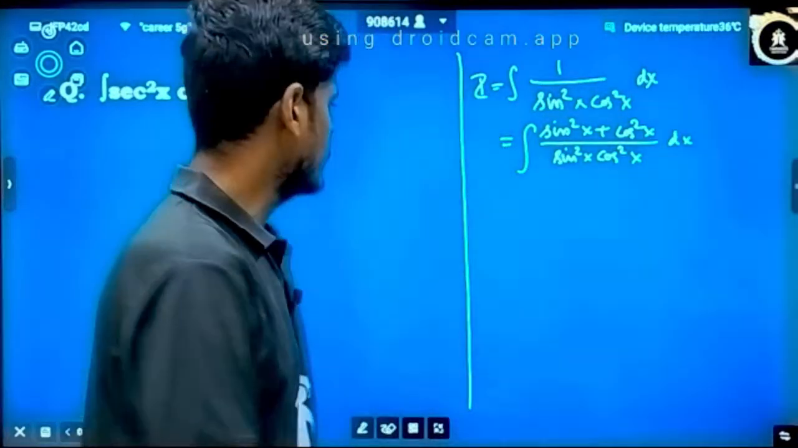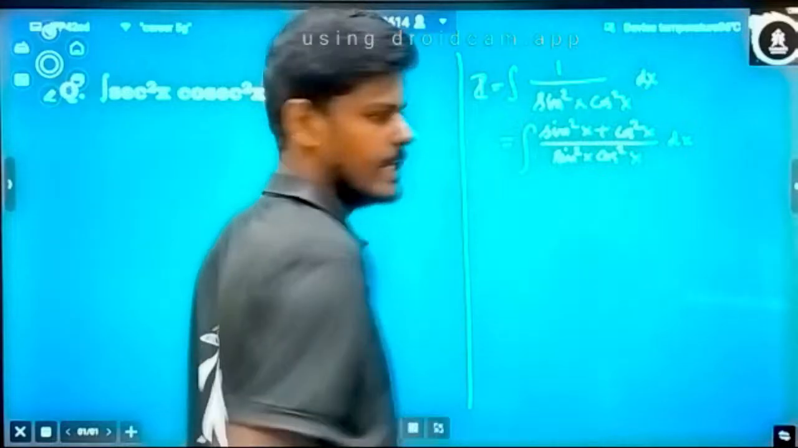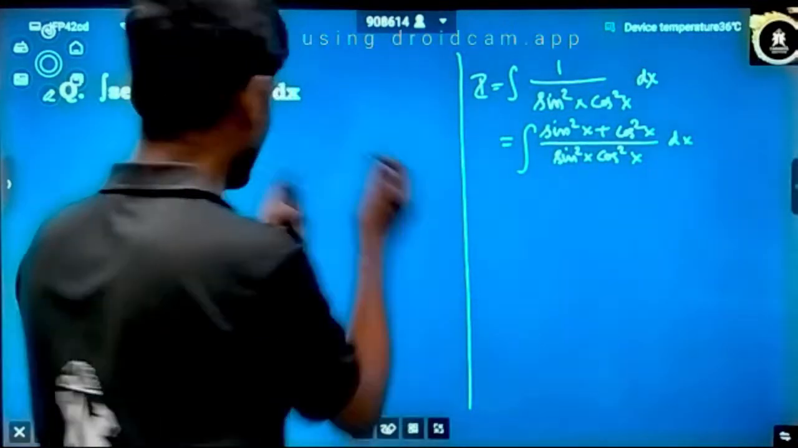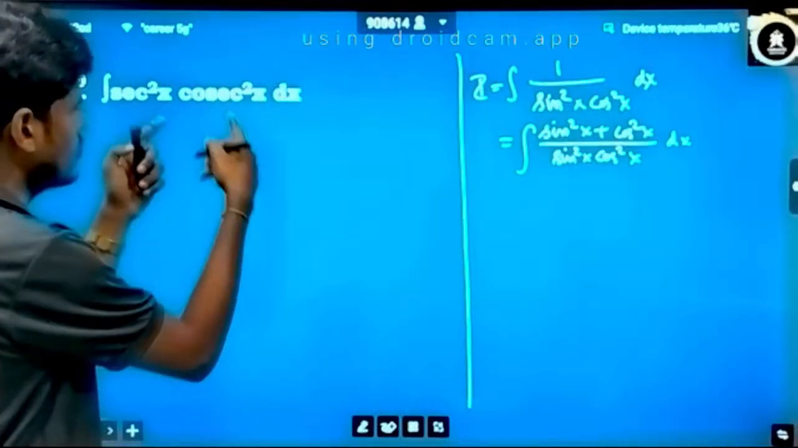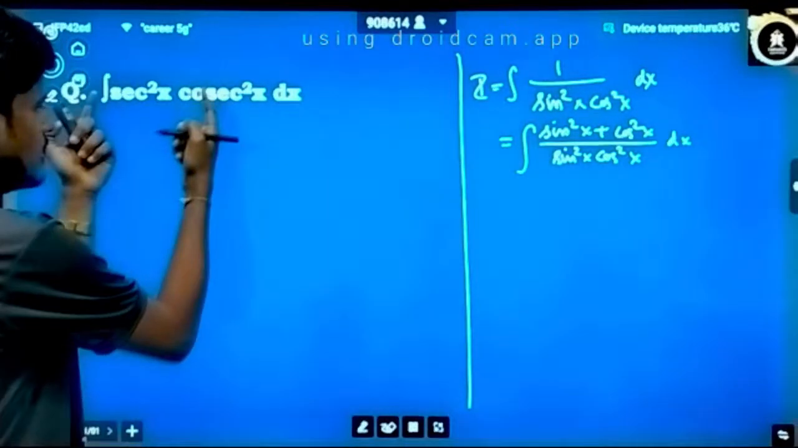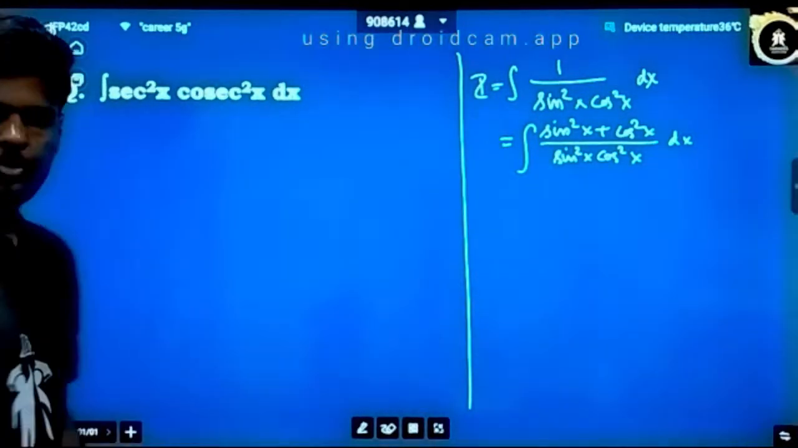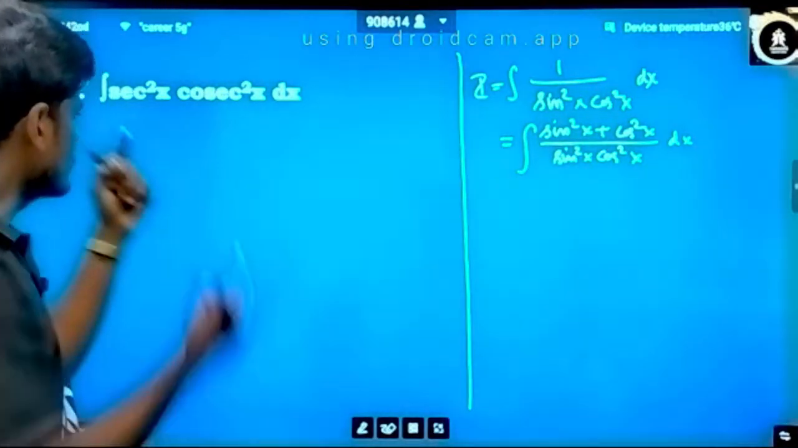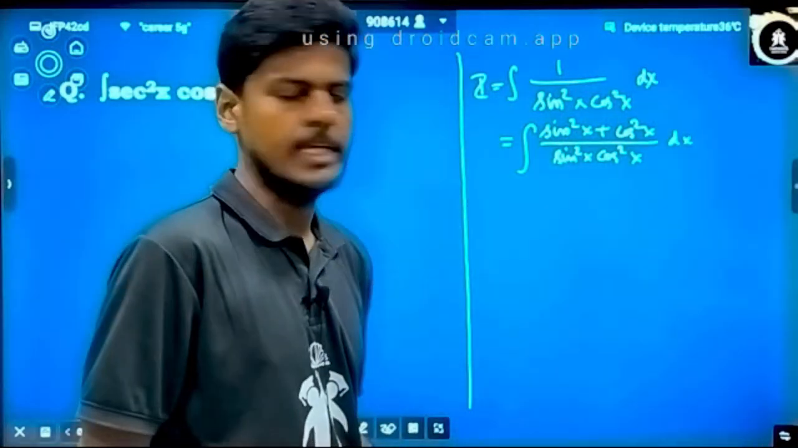dx. Next, students, divide separately. And why are we writing like that? Because we want to split into two integrals. Here we have secant square x as one function and cosecant square as another. We don't know the integration of a product of two functions. So what we need to do is try to split into two separate terms, first simplify this function and then integrate. So that is what we are doing here.